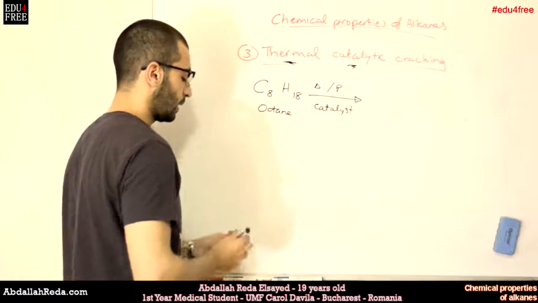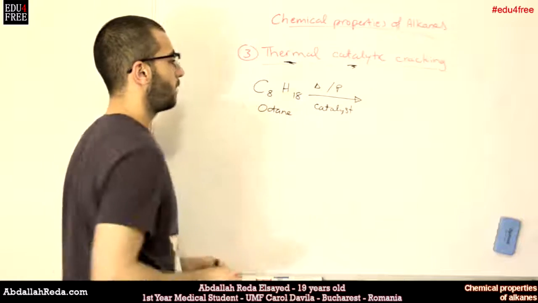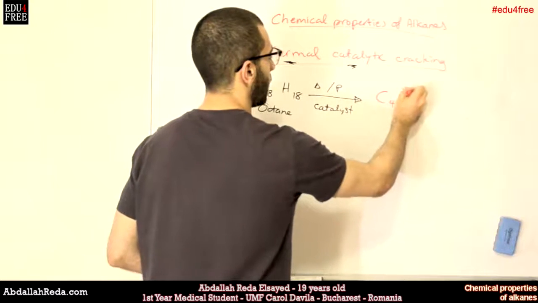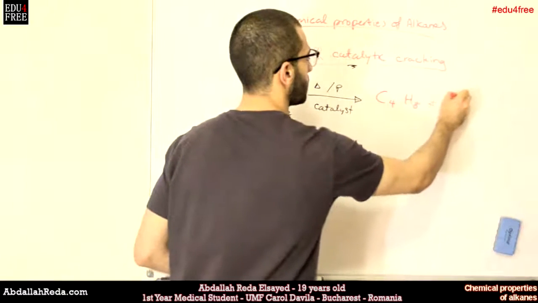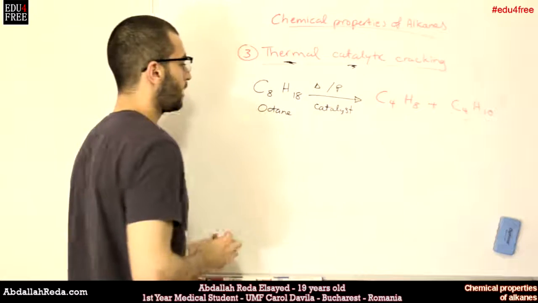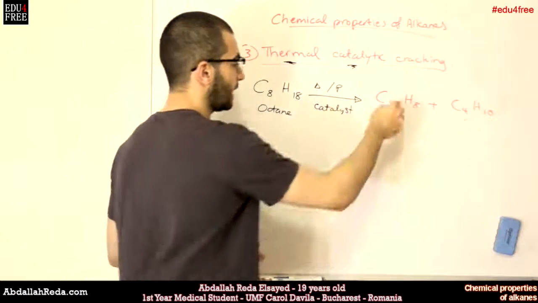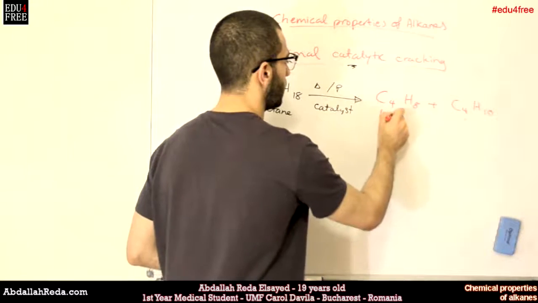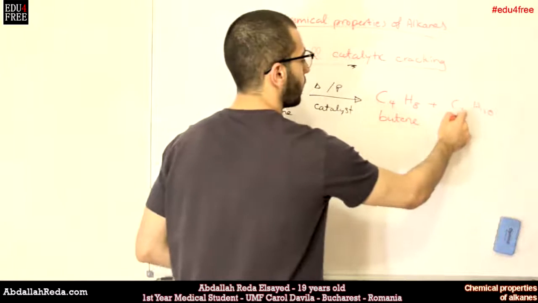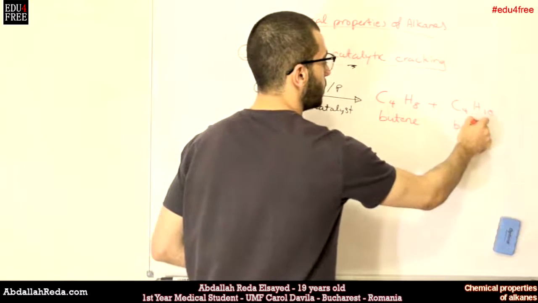we will get something like this. This alkane will be cracked into C4H8 and C4H10. So the alkane will give us an alkene, which is butene in this case, and another alkane, which is butane.